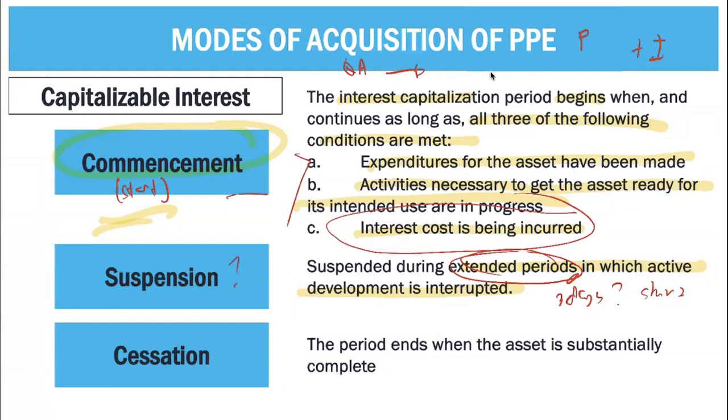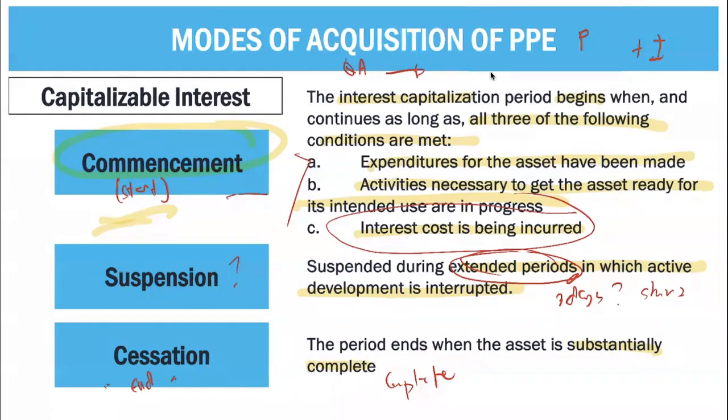Next, when we already know when to start and when to suspend, when do we cease or end the capitalization of interest? The capitalization of interest should end, of course, when the asset is substantially complete or when it is complete. You end capitalization once the asset is already intended for its particular use. So once it is already complete.